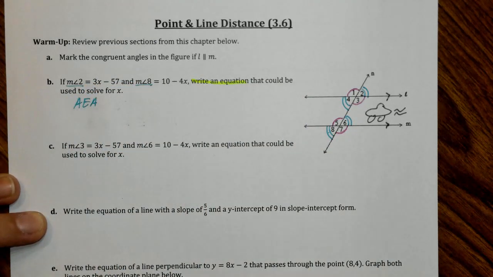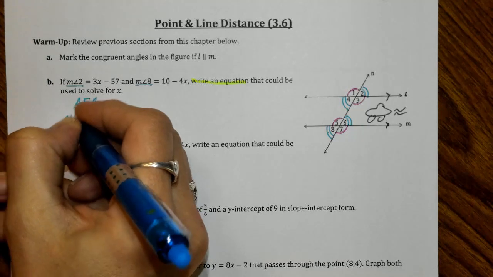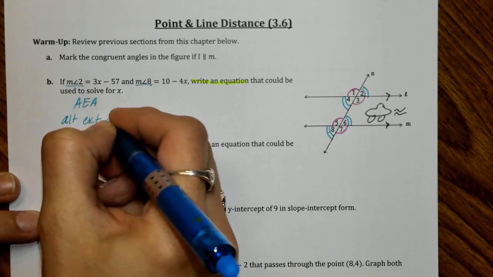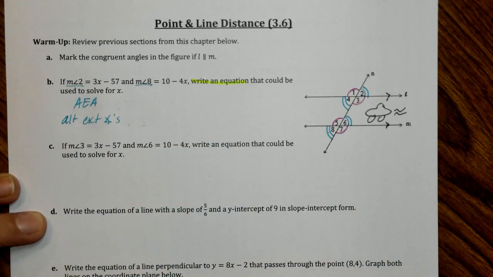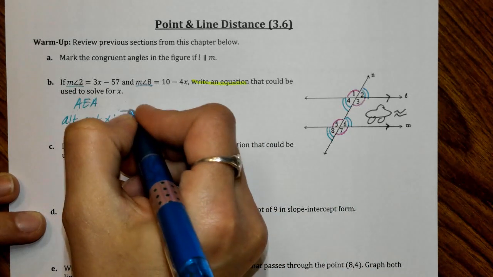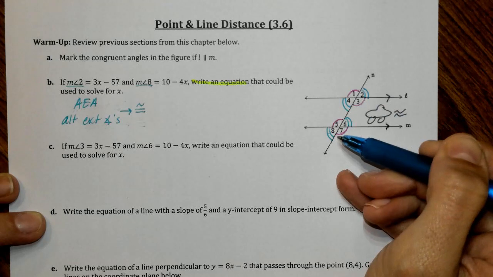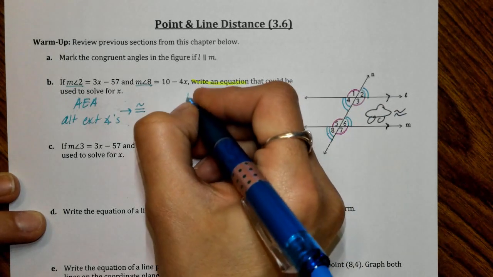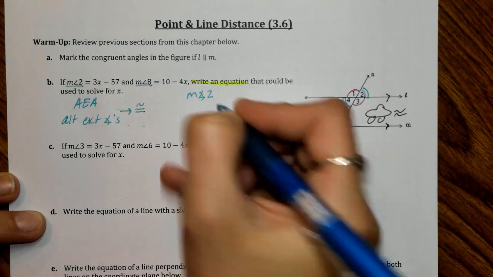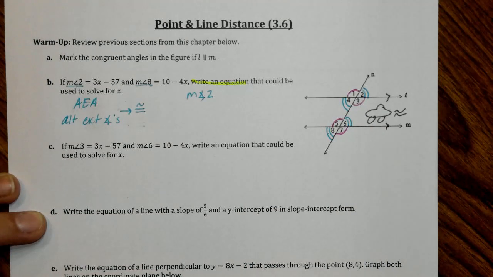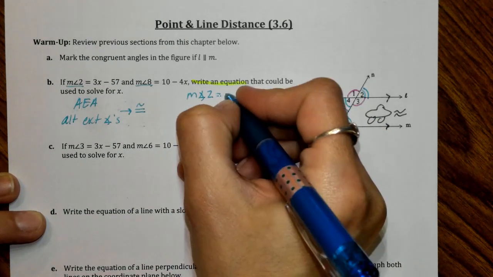If you don't know that that is alternate exterior, write it out, or you can write this. You don't need to write both. Whichever one you're going to remember is alternate exterior. And we learned that alternate exterior angles are congruent, plus we have the congruent markings. So that means, since two things are congruent, their measurements are equal, we set them equal to each other.